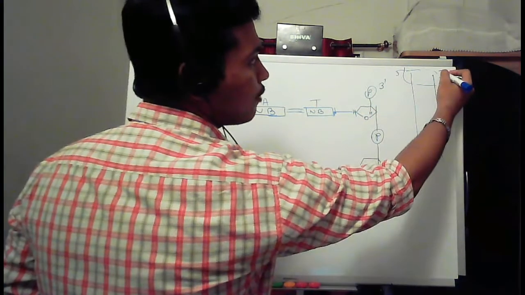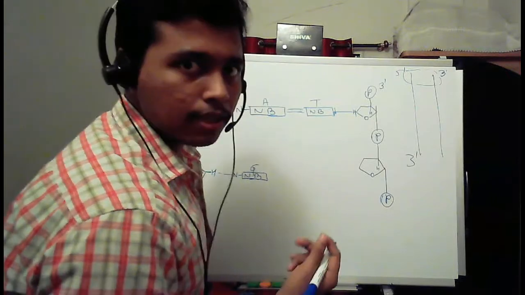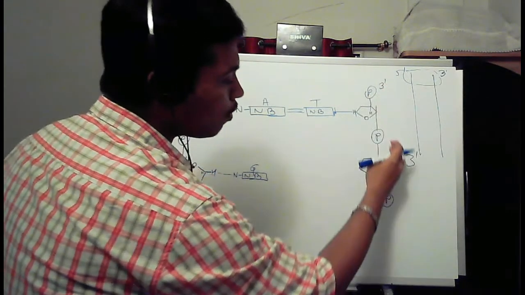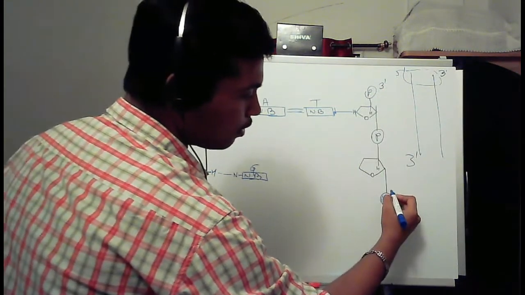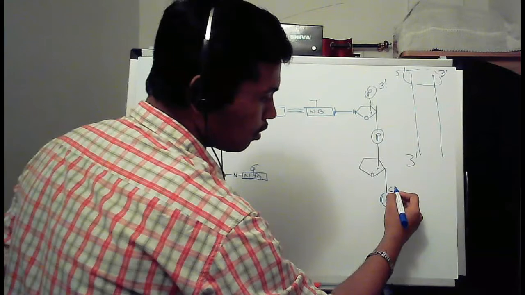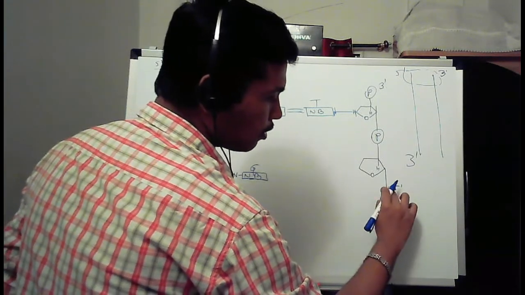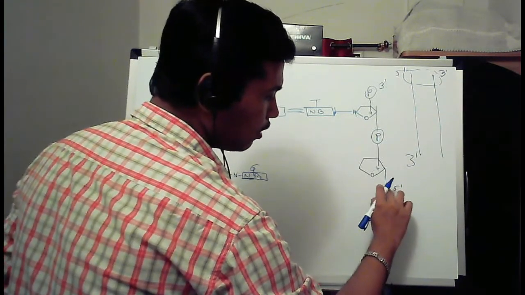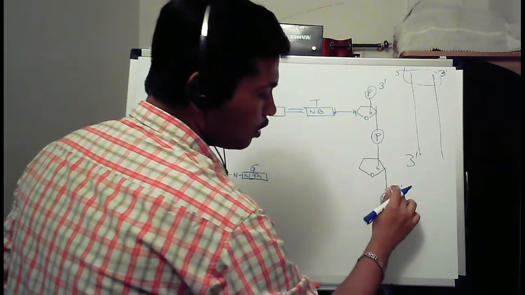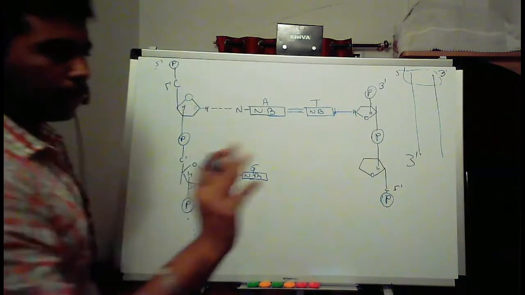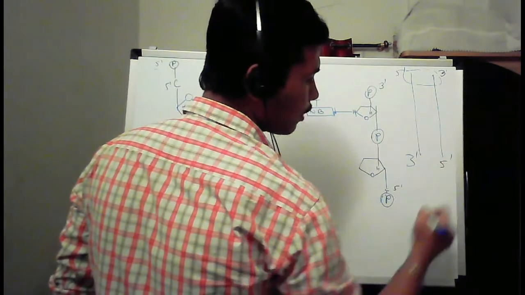And this is the 3' P. So we can say it's starting from 3'. It's all the way running to 5'. See? 5' carbon present over here, bound to this P. Hence we can say this is the 5' P.